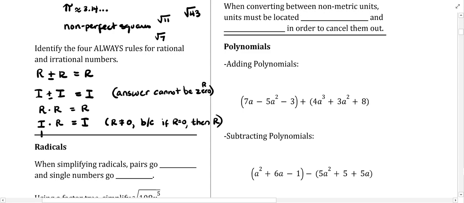And there's the famous one, irrational times irrational. This is the one where you must do the math because your answer can be either one. It can be rational or it can be irrational. Here you must simplify to figure it out.